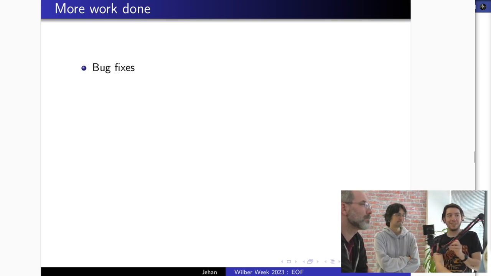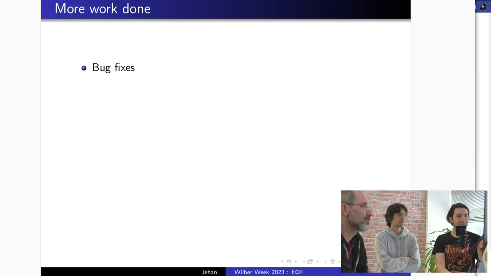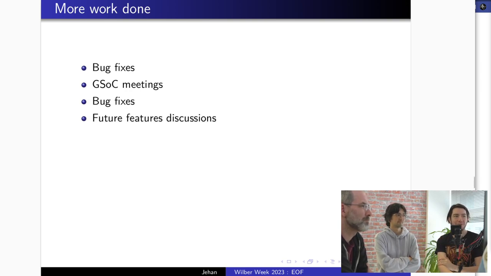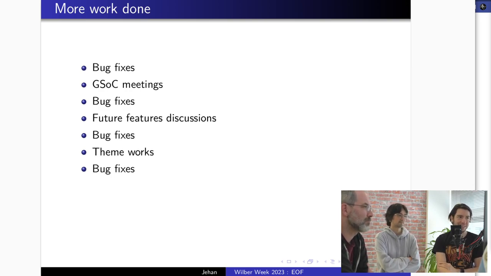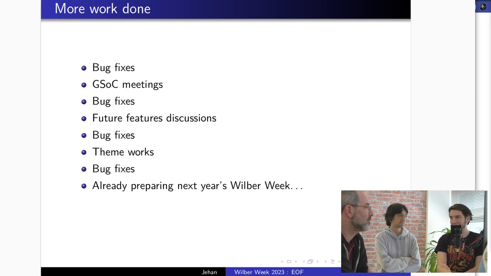Yeah. So this is everything you've been doing this week: bug fixes, Google Summer of Code meetings, bug fixes, features discussion, so the roadmap, also bug fixes. Work on the theme, it's always important. Bug fixes, preparing for next year's Wilber Week.